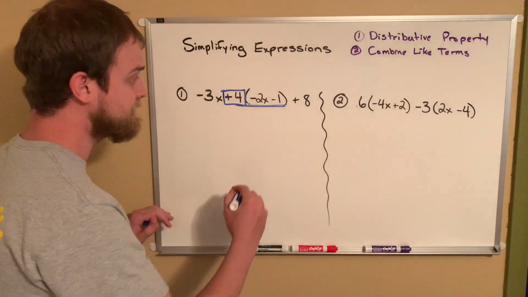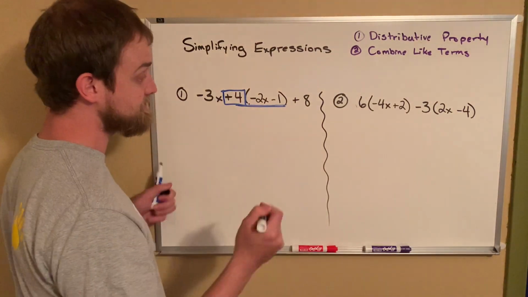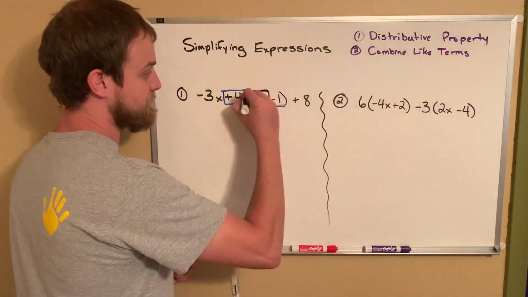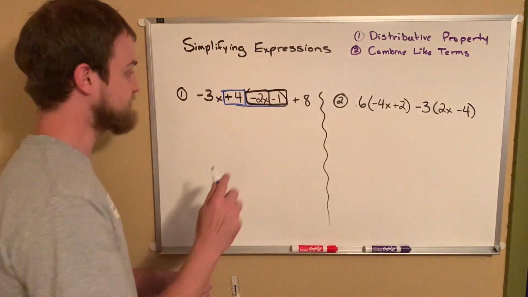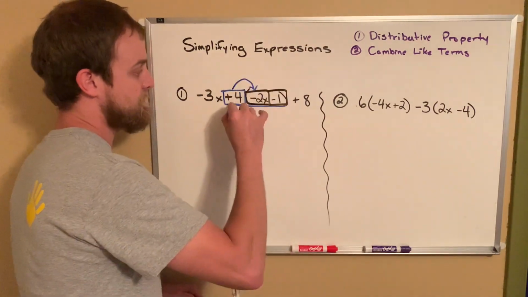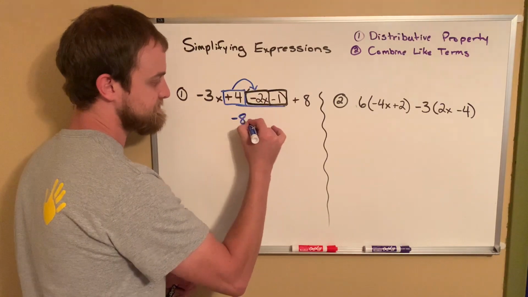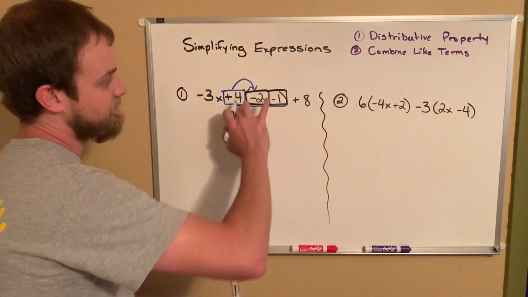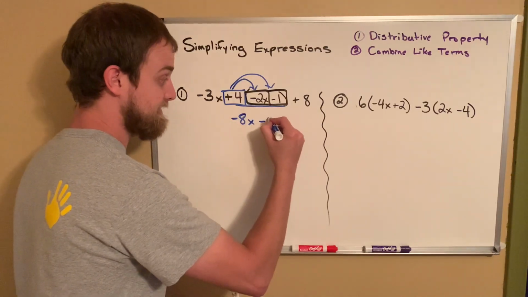So what does that mean? Well, remember, distributive property tells us I need to distribute that positive 4 to every term that's on the inside of the parentheses. Okay, so let's do that. Positive 4 times negative 2x is negative 8x. Positive 4 times negative 1 is negative 4.